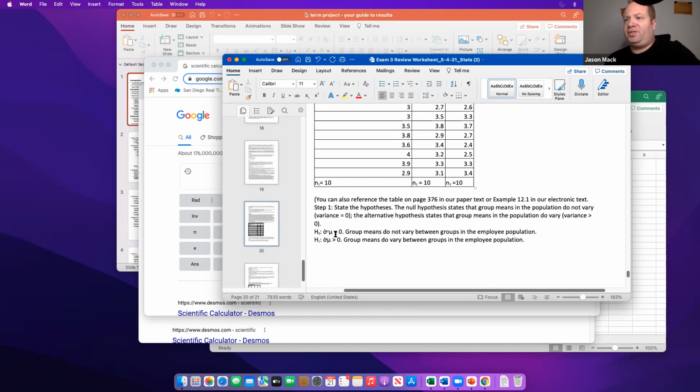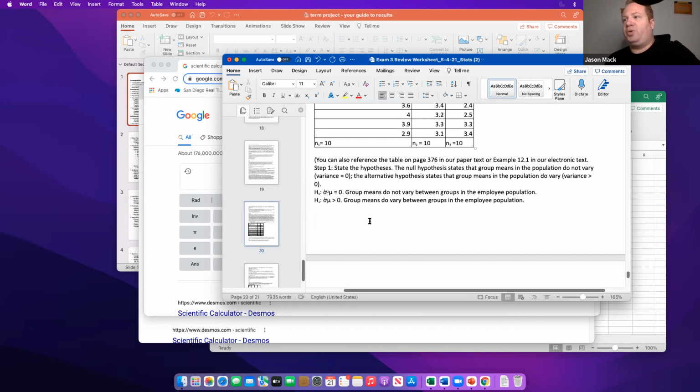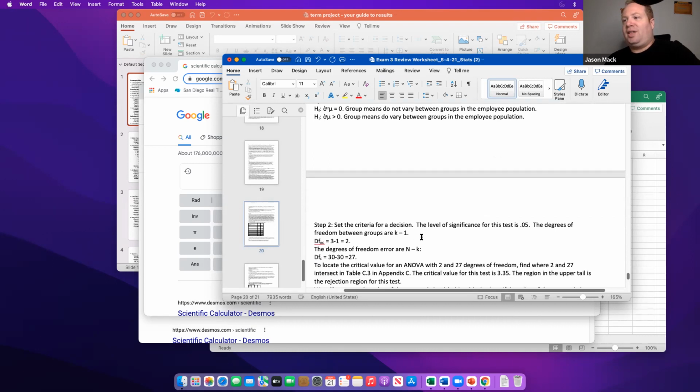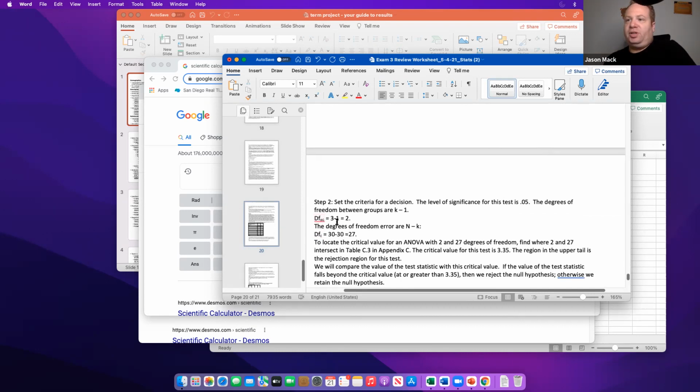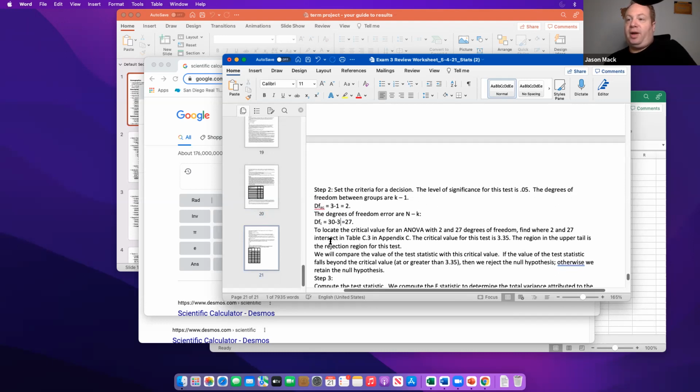So we start with our null hypothesis: group means do not vary between groups in the employee population. The alternative: group means do vary between groups in the employee population. Step 2, set the criteria for the decision. The level of significance of this test is 0.05. The degrees of freedom between groups are K minus 1, which is 3 minus 1, is 2. The degrees of freedom error are N minus K, which is 30 minus 3, is 27.